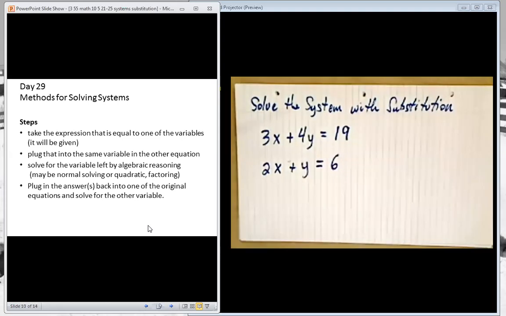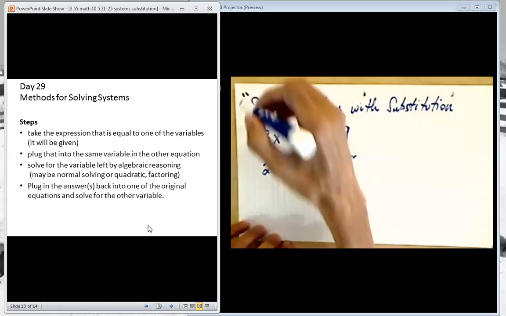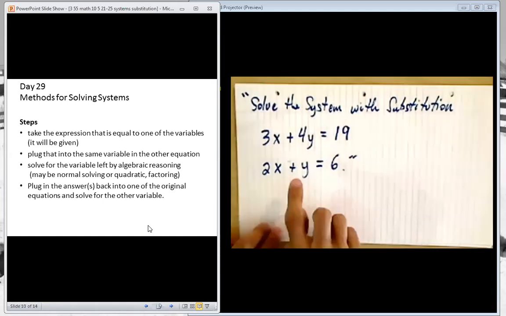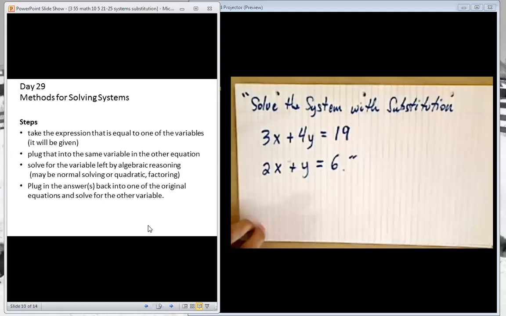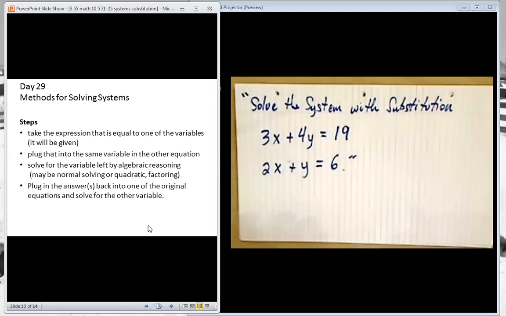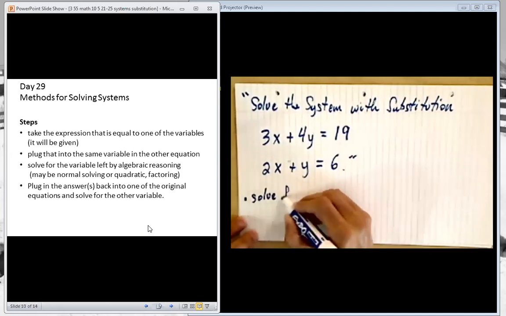Okay, so this example, watch this, is a little more typical. Because notice with the early examples, we had y already solved, right? Y equals something. This one, we don't have that. So that's going to be a little extra work that you're probably going to have to do. So instead of replacing right away, what you've got to do is solve an equation for y first.